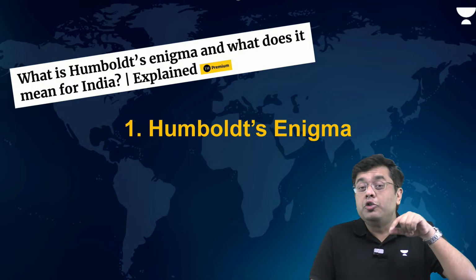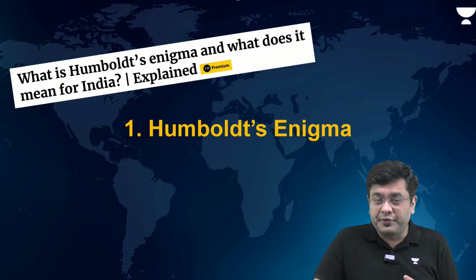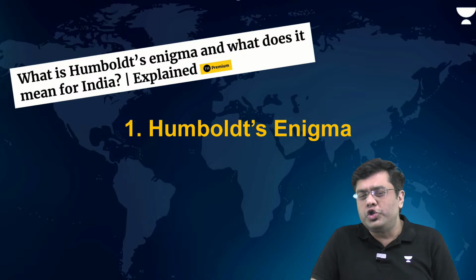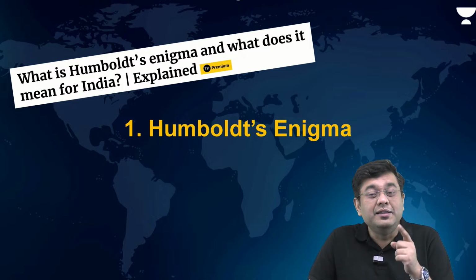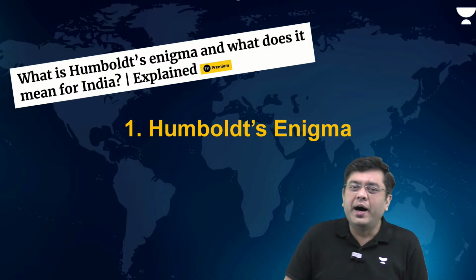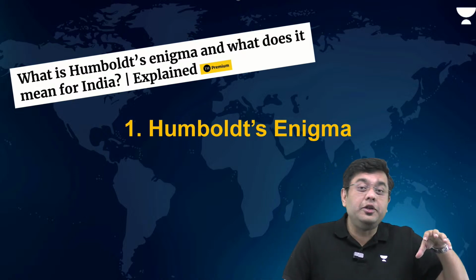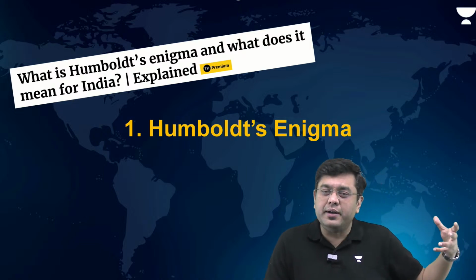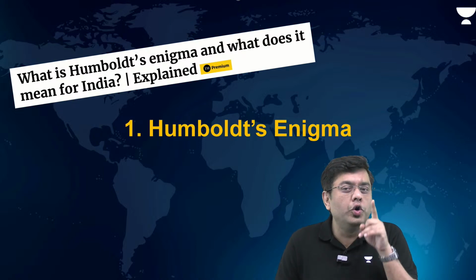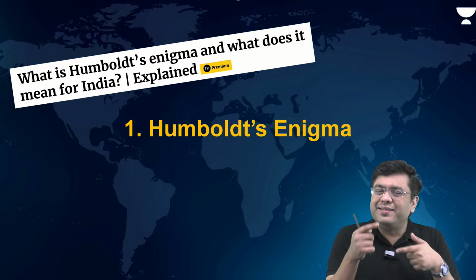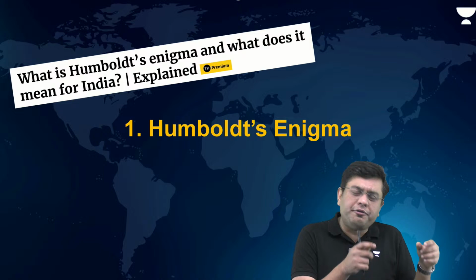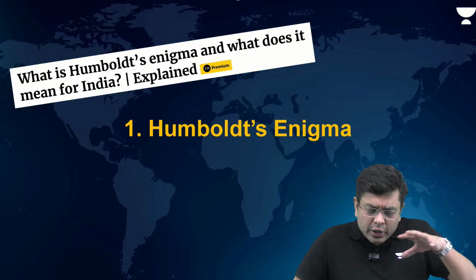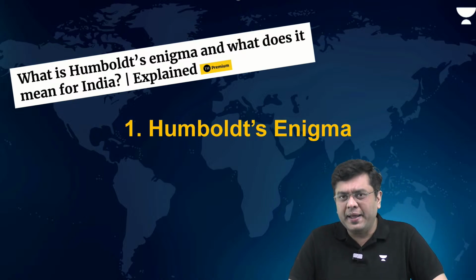That is why on the western margins of South America, you have a cold ocean current which is also known as the Humboldt current. That is why in South America recently you had a glacier which disappeared, and that was also the Humboldt glacier. So Humboldt has a very important linkage with the geographical aspects of South America.